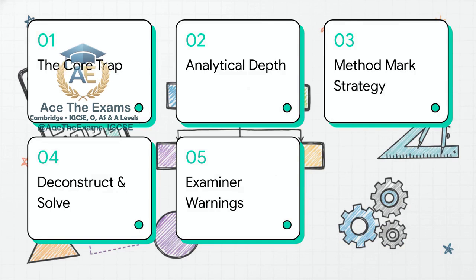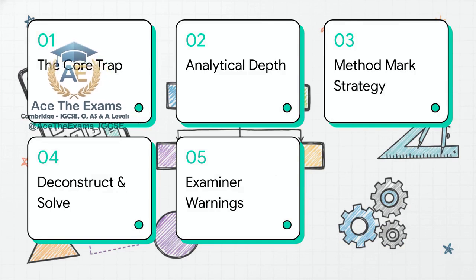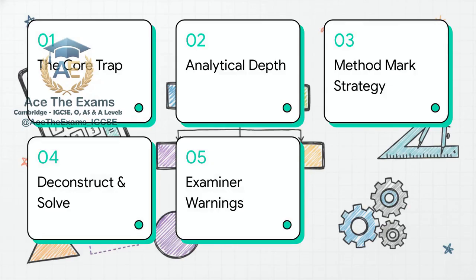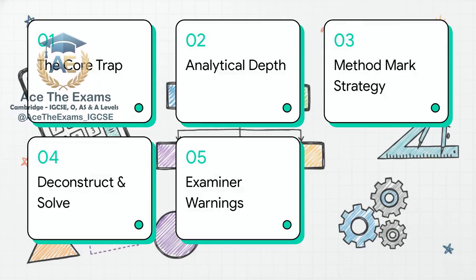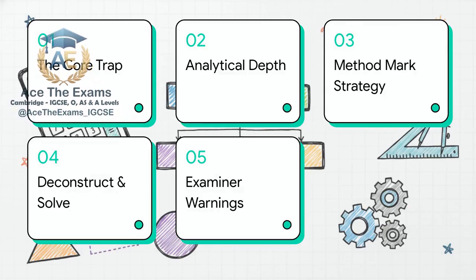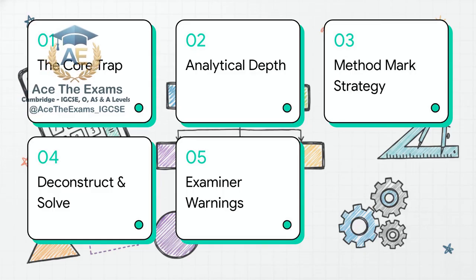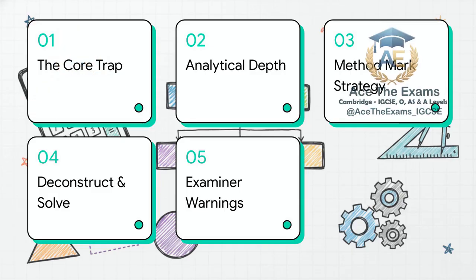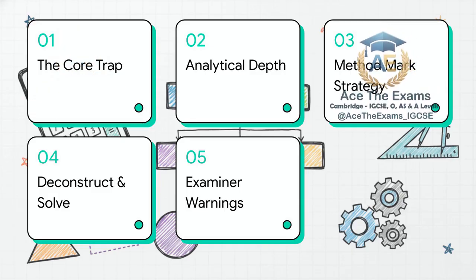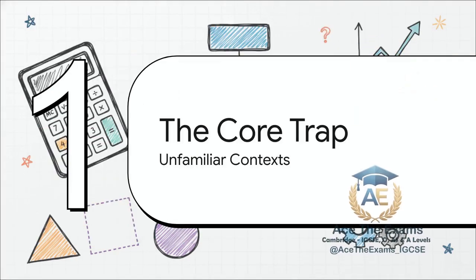Okay, here's our game plan for securing those lost marks together. First up, we'll look at the core trap. Then, analytical depth versus superficial breadth. Third, the method mark strategy. Fourth, deconstruct, solve, and evaluate. And finally, the top 3 examiner warnings. Let's not waste any time. Section 1. The core trap.